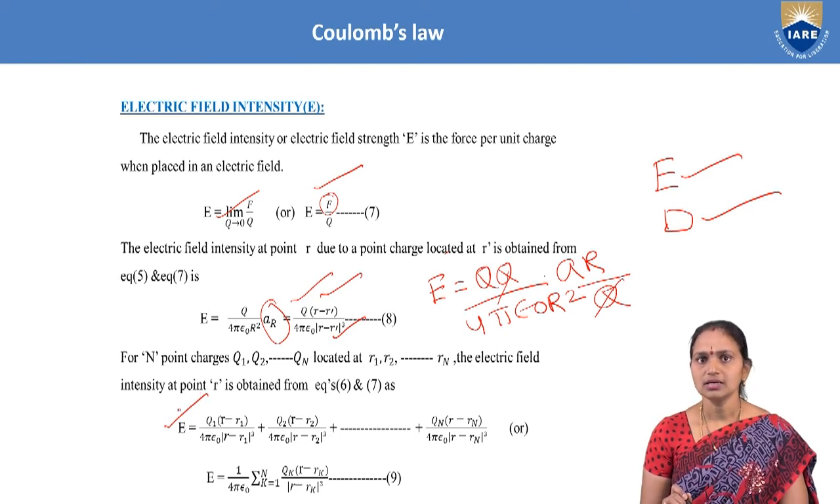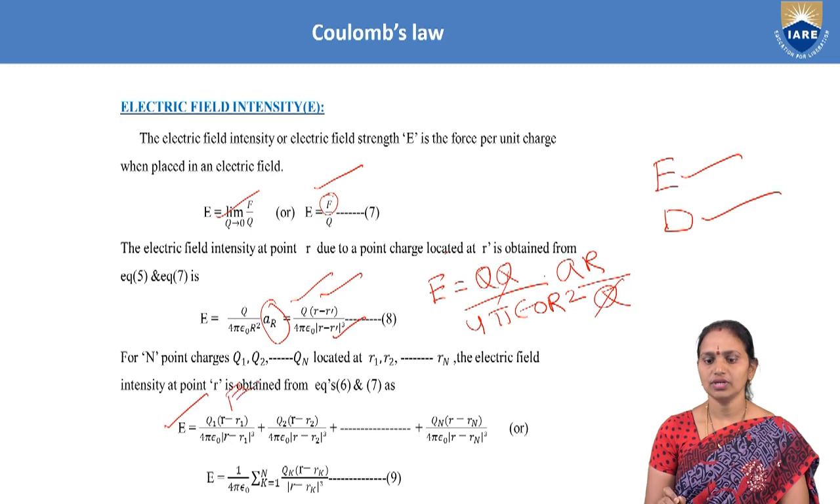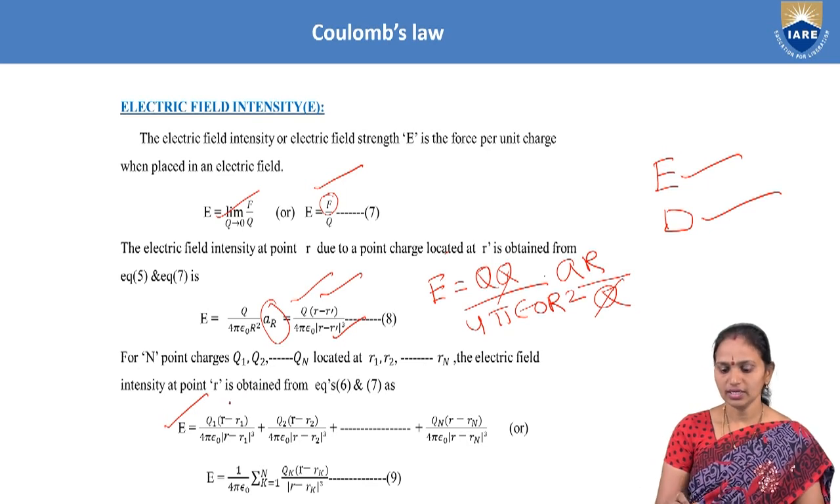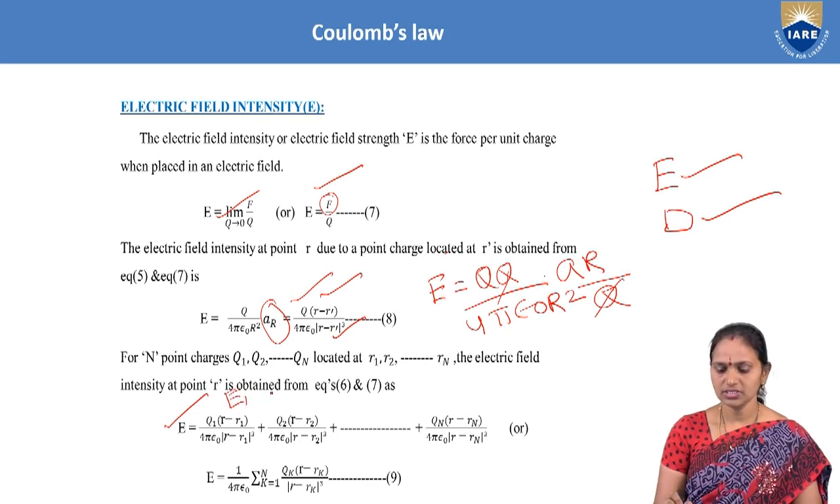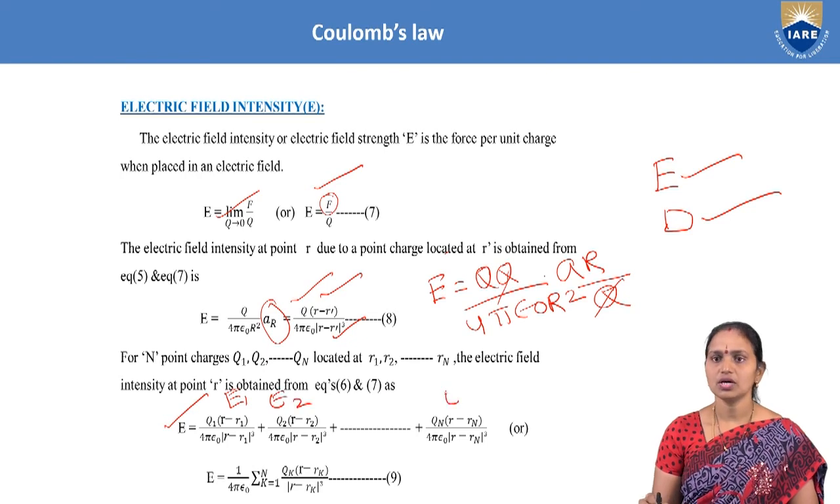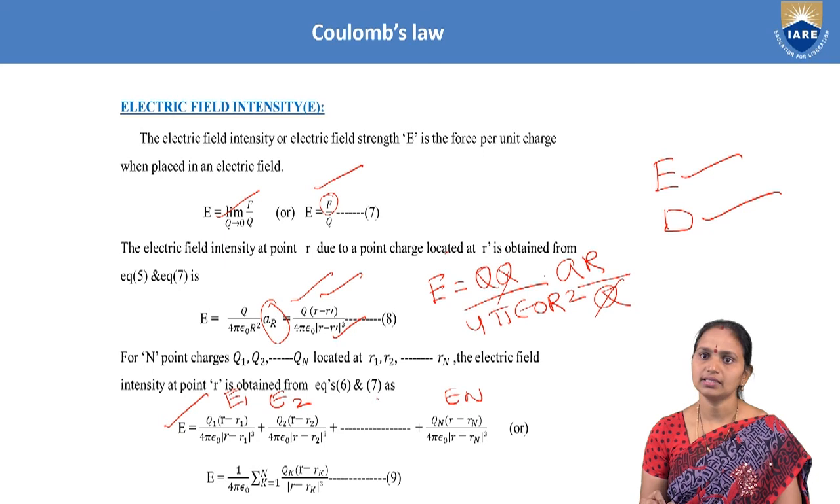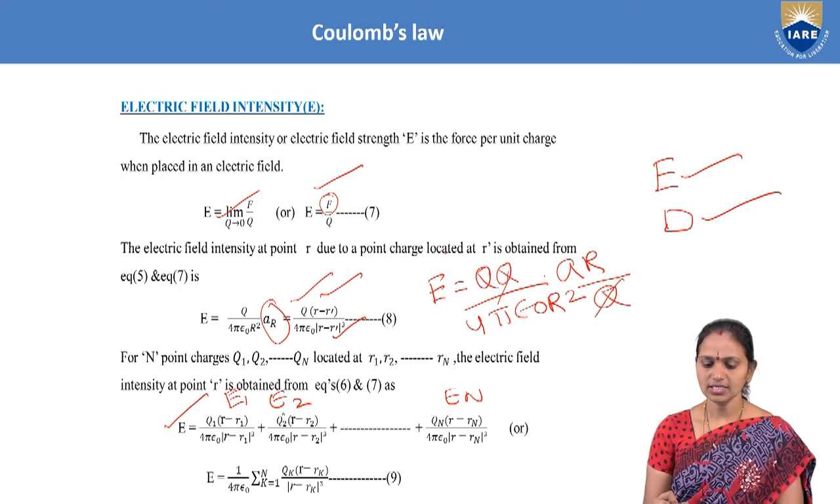There what we have done is, we calculated the force on a point charge due to all other individual charges, and finally we added them to get the total force. Similarly, here also, to get the total electric field intensity, we have to calculate the individual fields. That we can take as E1, E2, up to En, and by calculating all the field intensities individually, to get the total field, we can add them.